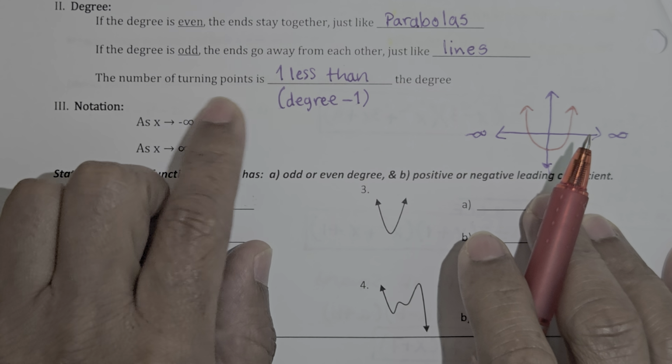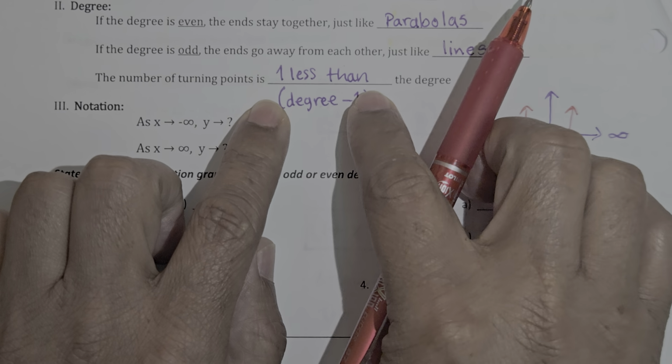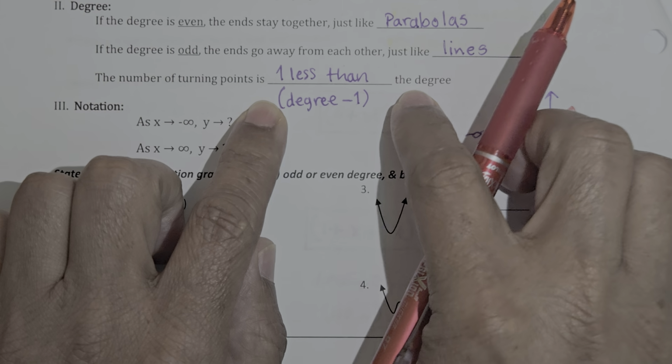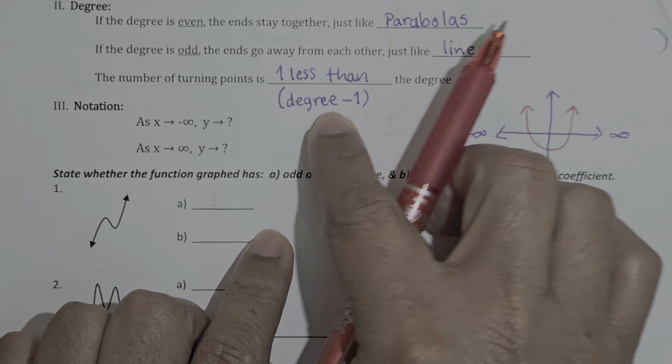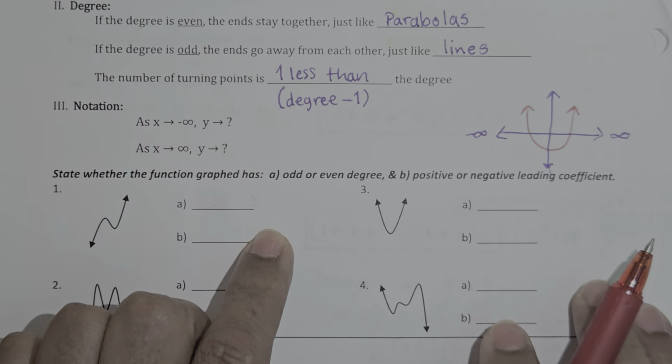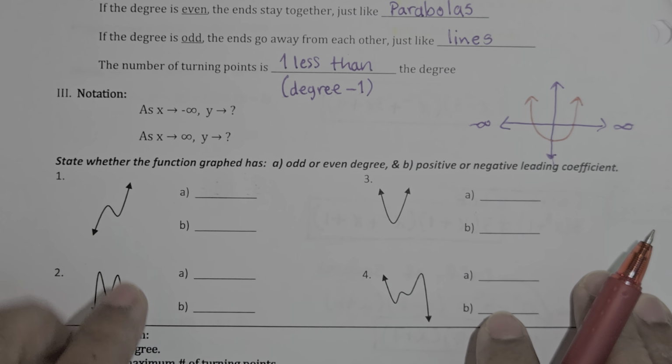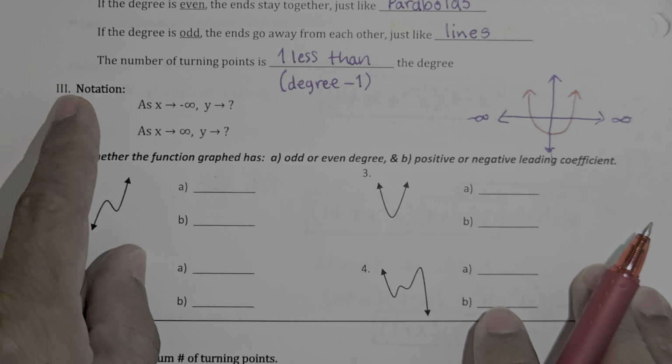And then the number of turning points: you find the number of turns by subtracting one from the degree, the highest power. So you take the highest power, the degree, and subtract one from it. This is what's going to be new about this lesson.